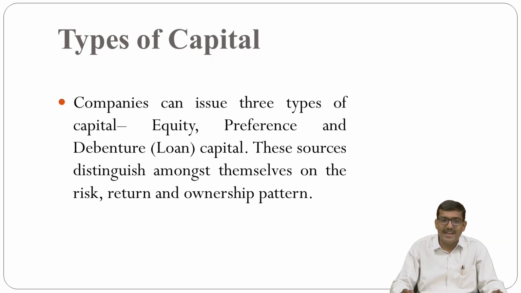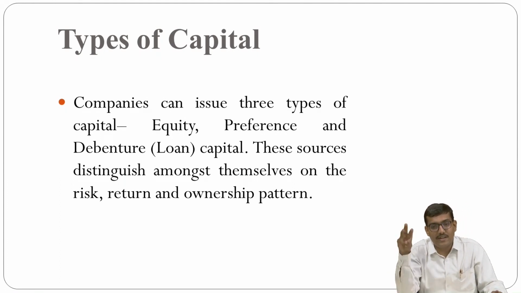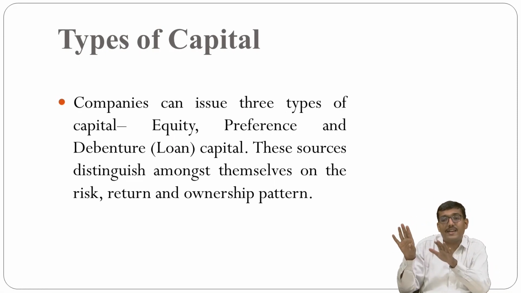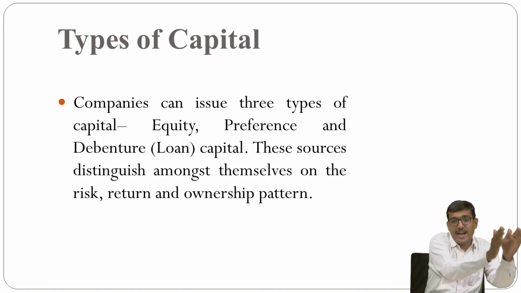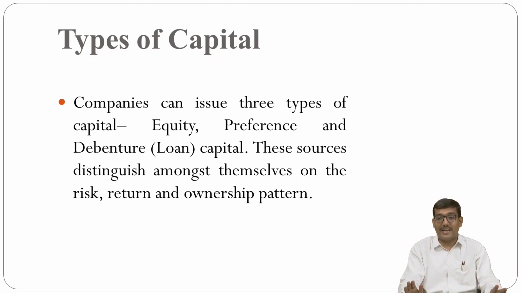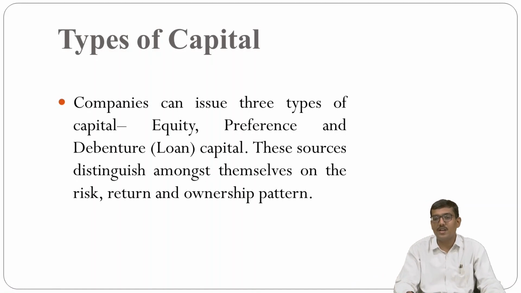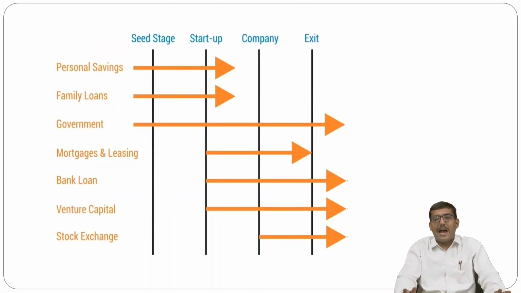So my dear friends, here we are discussing that the company divides or distributes its capital in three ways: equity, preference, and debenture, debt or loan. And ultimately in these three ways, they are dividing the risk, return and ownership pattern. So the company requires these three types of capital and eventually distributes its risk, return and ownership pattern amongst them.